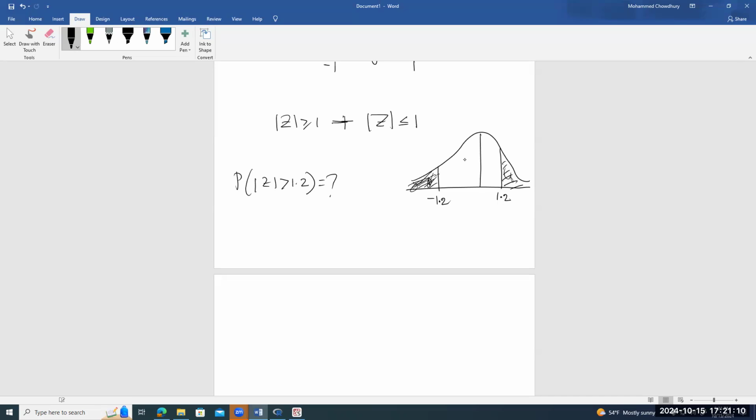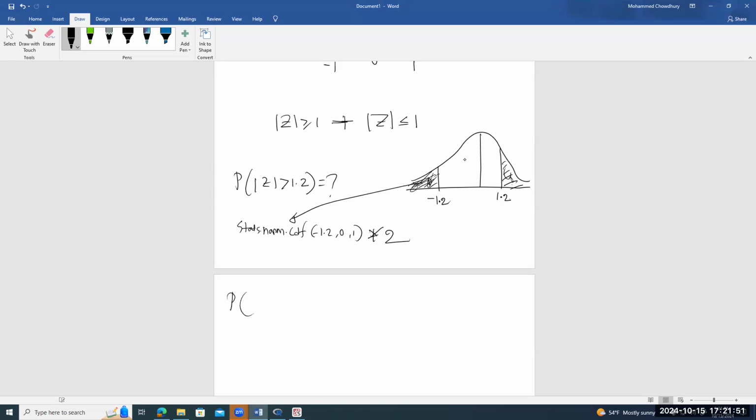How can you find this? If you ask me to write this in Python code, you can write stats.norm.cdf(-1.20, 0, 1). That is what you have found, times 2, because this and that are the same, right? Do you know why I did it times 2? Same.